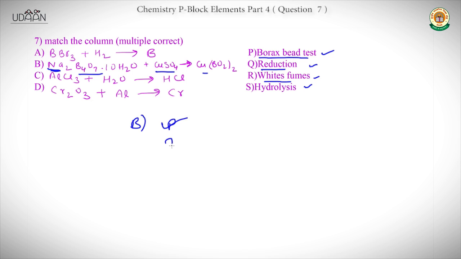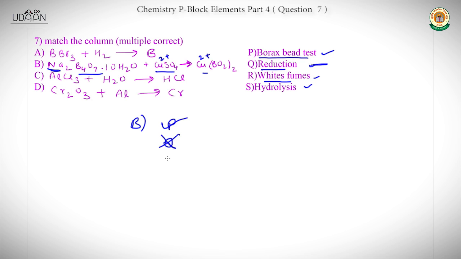Now we will see the Q part for B. Q says reduction, so there should be a gain or loss of electrons. We can see that nothing is changing, because the copper state is 2+ and in the final product it is also 2+. So there is no oxidation or reduction, so Q will not be there.